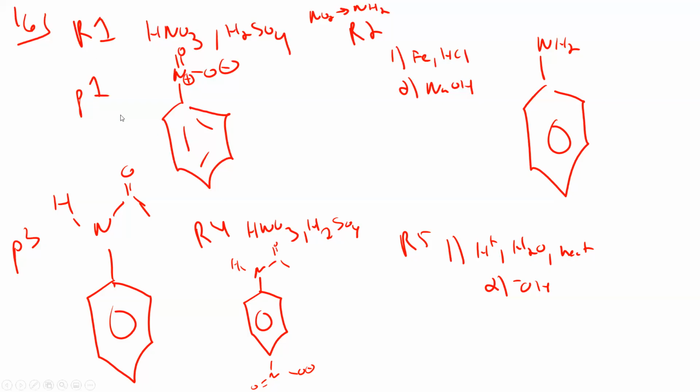All right, let's go on to question 17. So 17, let's see. We have benzene. Then let's add a chlorine group to it. So to add a chlorine group to it, this is R1, we'll add Cl2, FeCl3, and then the product P1 will obviously then be just that.